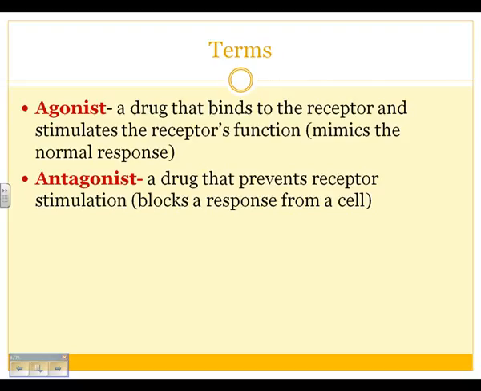ACE inhibitors block a chemical, and they're an antagonist, and they cause vasodilation and then drop the blood pressure. That's how they work.